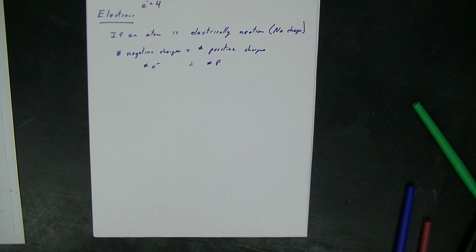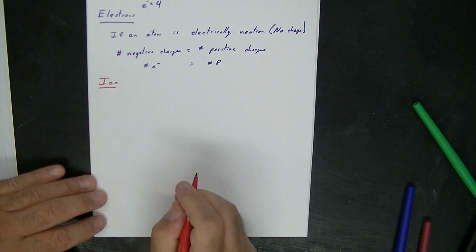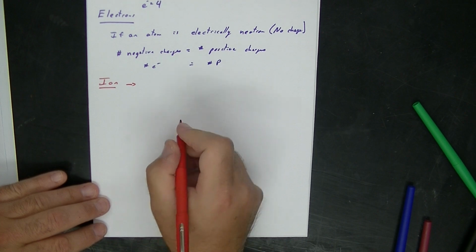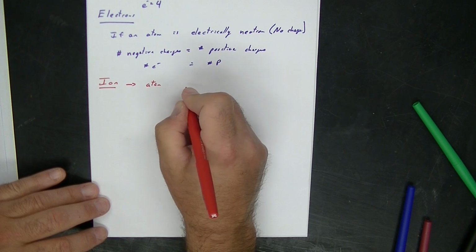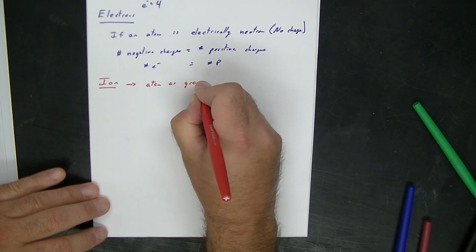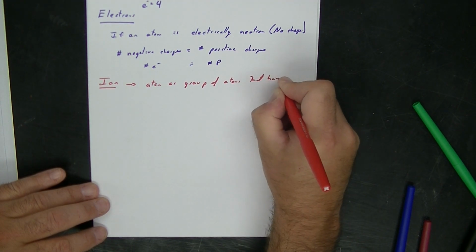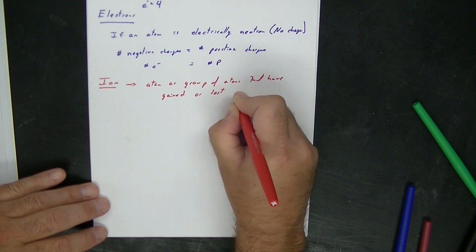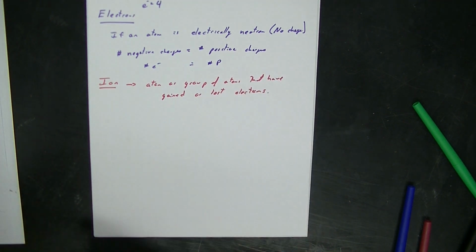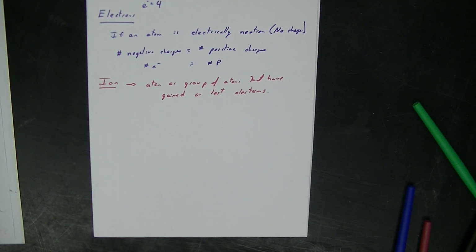Well, what if we have an ion? Remember, an ion is an atom or group of atoms that have gained or lost electrons. Remember, we cannot gain or lose protons and neutrons from the nucleus. The only particle we can lose from the atom is an electron.